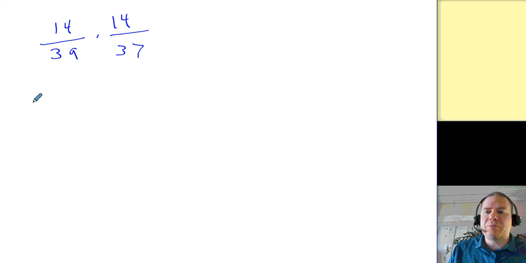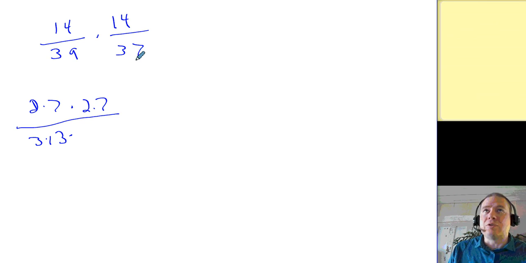14, that's 2 times 7. 39, that's 3 times 13. 37, it's not even. It doesn't end in a 5. 7 plus 3 is 10, so it's not a multiple of 3. Let's see, 2, 3, 5, 7. It's not a multiple of 7. 35 is a multiple of 7, and that's only 2 more.